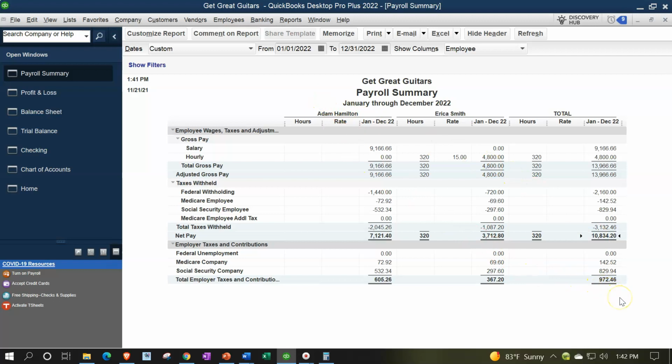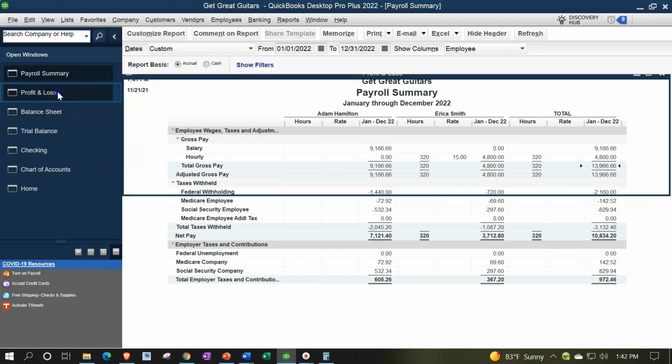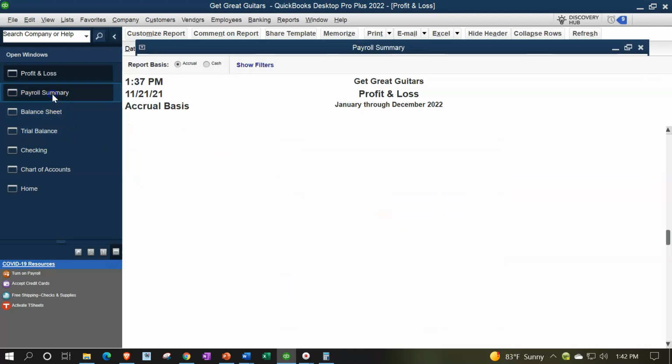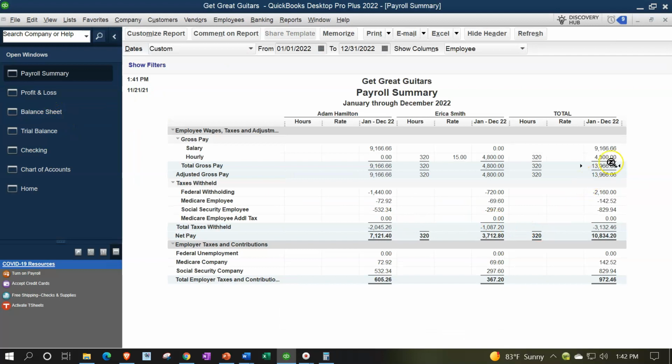And then we've got the employer taxes and contributions. So if I look at the gross pay, the 13,966.66, that should tie out to the profit and loss for the two payrolls that have happened thus far for the 2 months. And then if I go back to the payroll summary, that should also, by the way, most likely be what you would find on the W-2 or the W-3 form.